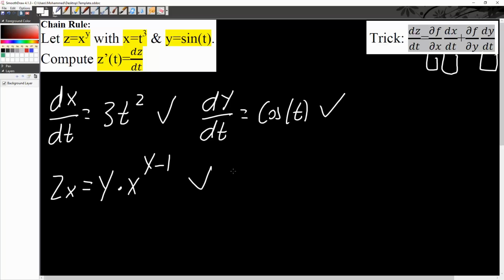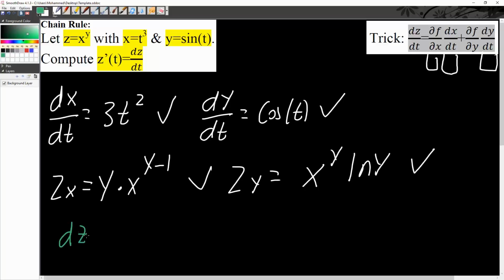We need zy. And now we're treating x as a constant, like a random number, let's say 5. So we have 5 raised to y. And so when you take the derivative of this, we would get x raised to y ln y. So we got all 4. And so now we can simply write the answer.